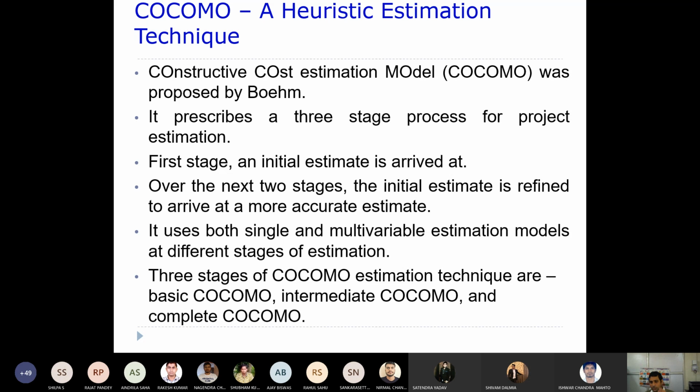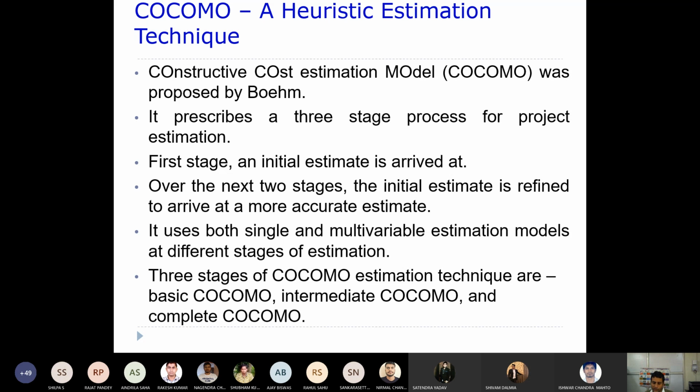And over the next two stages, you are going to see some refinement to the previous steps, so as to come up with accurate estimations, right? It uses both single and multivariable estimation models at different stages of the estimation. So we'll see that. Okay, I already discussed single and multivariable estimation models.